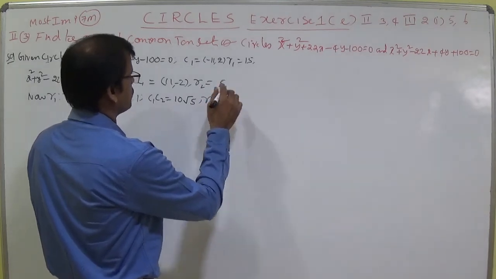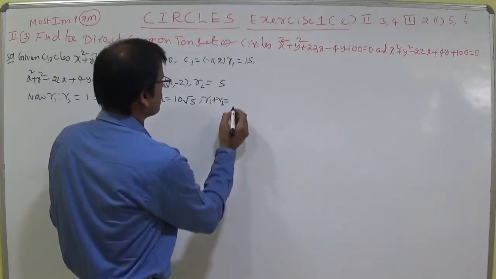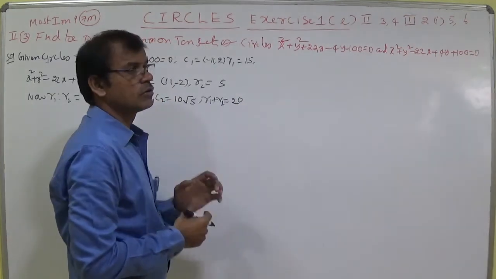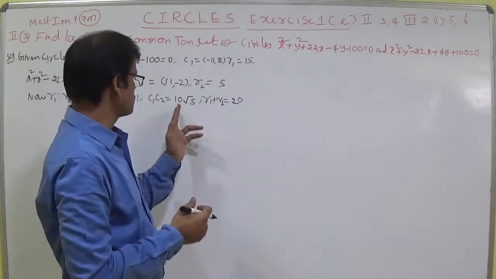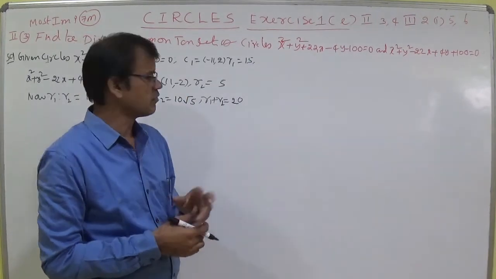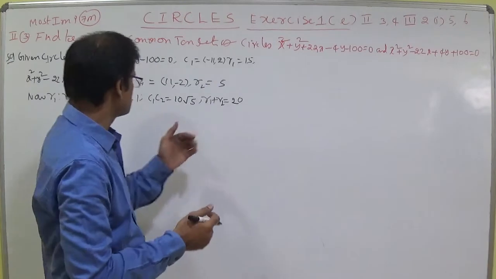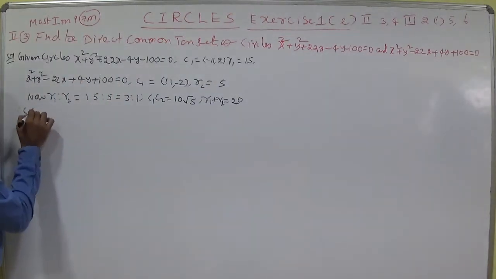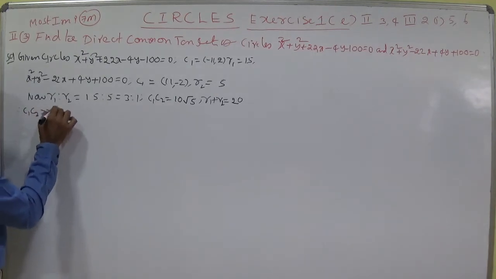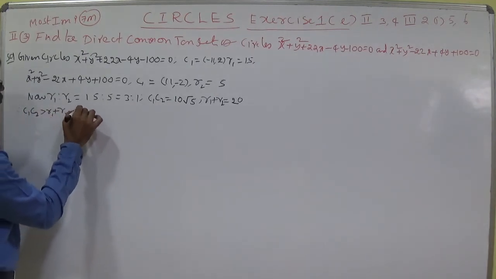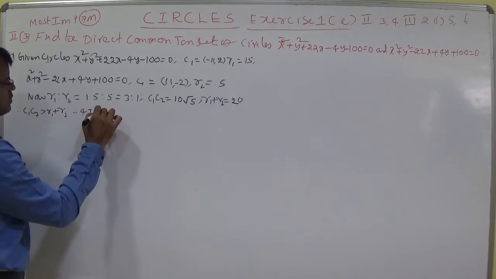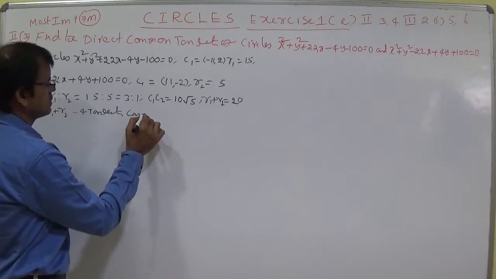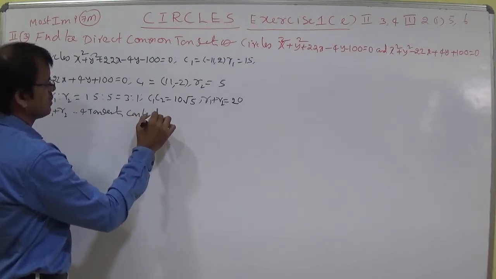R1 plus R2 is 15 plus 5, that is 20. R1 plus R2 whole square, 20 whole square is 400. C1 C2 10 root 5 whole square is 500. So 500 greater than 400. So C1 C2 greater than R1 plus R2. Therefore 4 tangents can be drawn: 2 transverse common tangents and 2 direct common tangents.